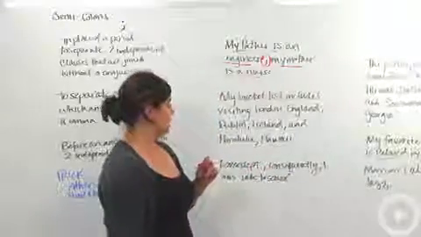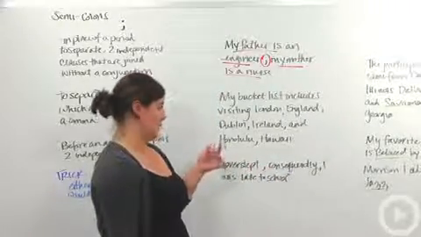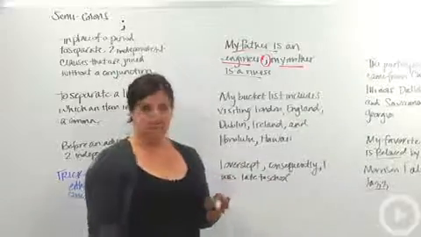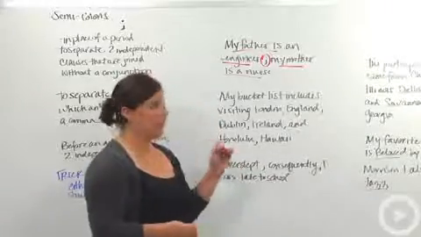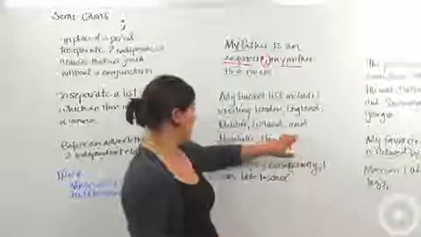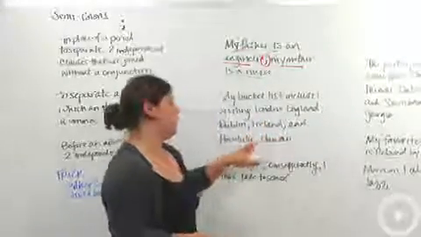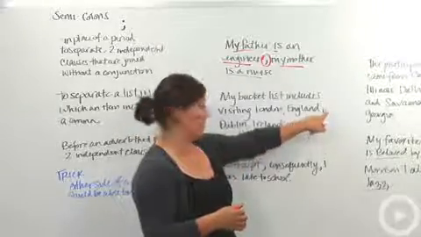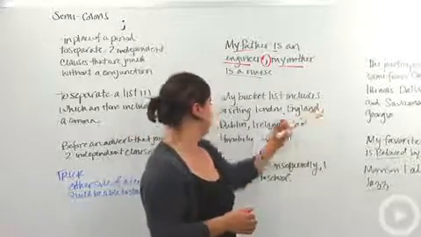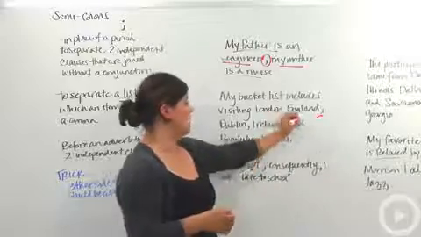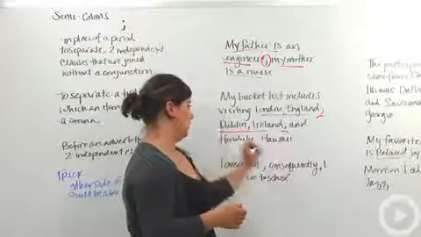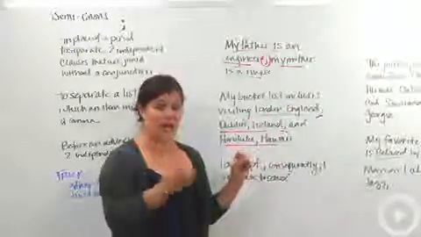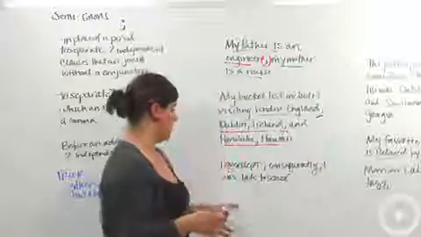My bucket list includes visiting London, England; Dublin, Ireland; and Honolulu, Hawaii. This is one of those where it would have gotten really confusing had I used commas everywhere. I would have had five commas. So instead, I provided clarification by splitting up my list with semicolons, the one here and the one here, because my items, London, England, Dublin, Ireland, and Honolulu, Hawaii, already had commas in them.